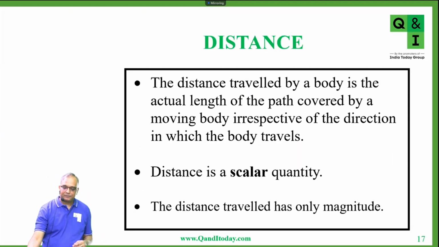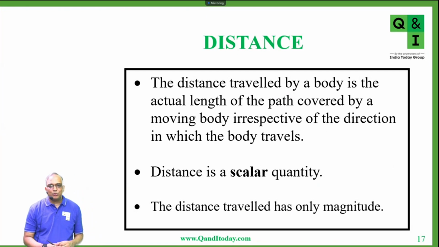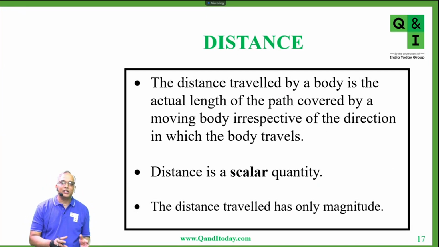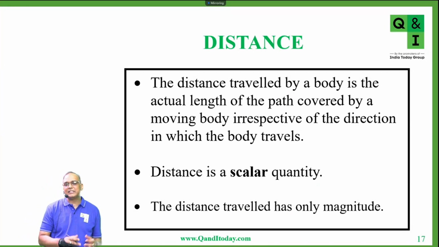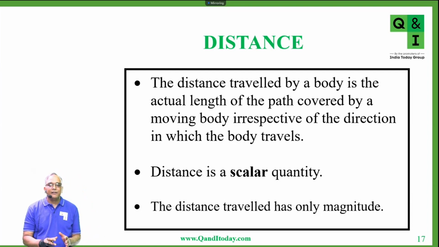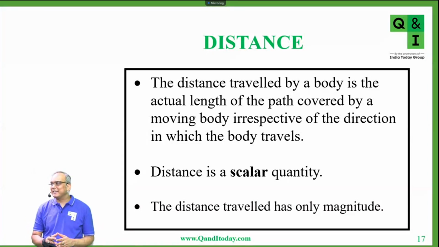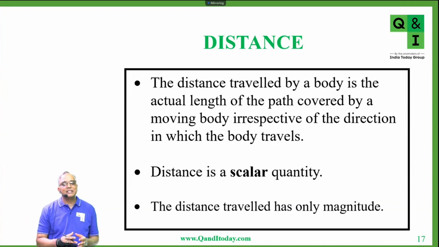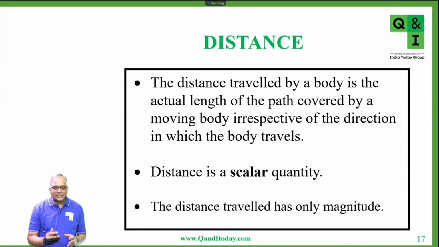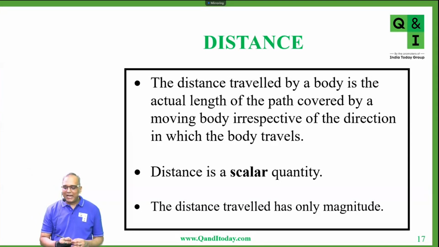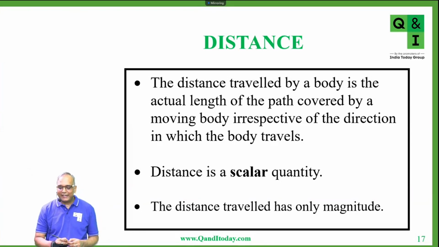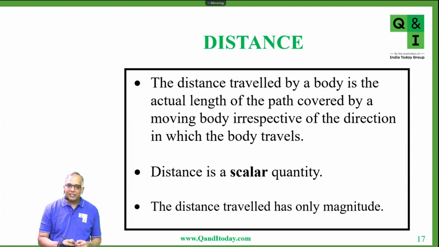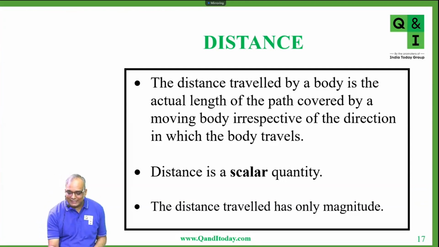Okay. Now let's come to the physical quantities which are of interest. The first physical quantity which we are going to study in this chapter, motion, is distance. So let's start with the definition of distance. What is distance? The distance traveled by a body is the actual length of path covered by a moving body, irrespective of the direction in which the body travels. So distance is the actual length of the path.